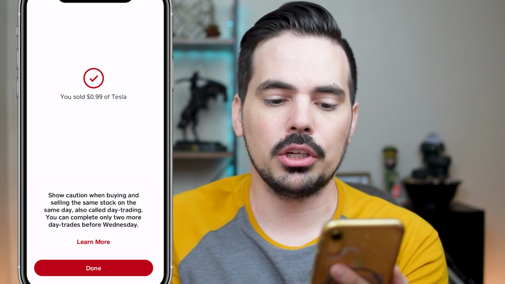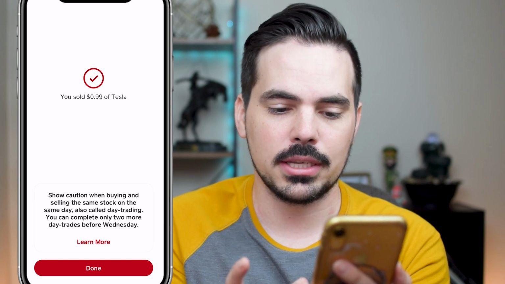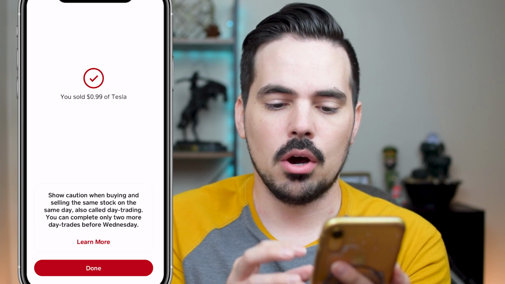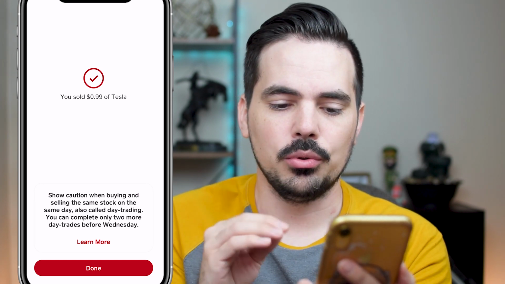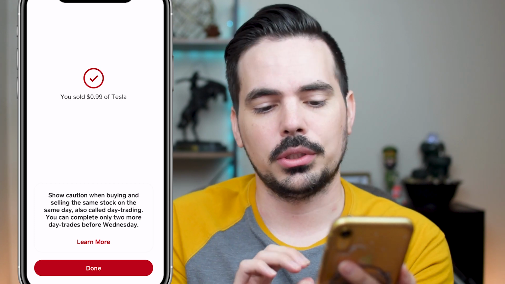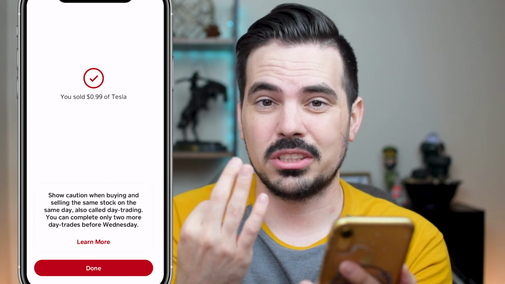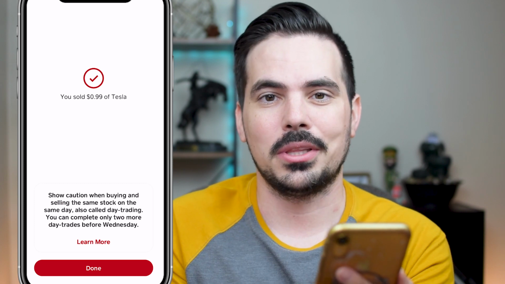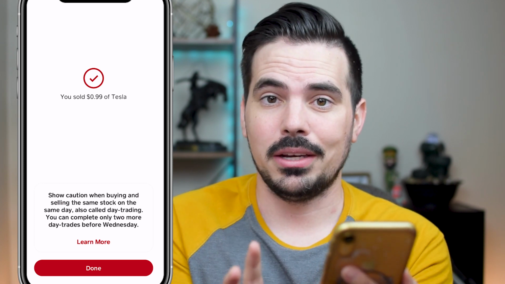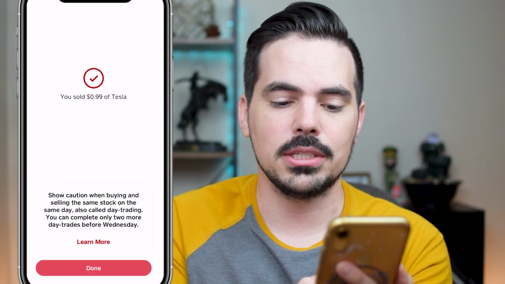And it shows right here, show caution when buying and selling the same stock on the same day, also known as day trading. You can complete only 2 more day trades before Wednesday. So you could do essentially 3 day trades in a single day with Cash App, but just something to keep in mind in that process. So we're going to go ahead and click on done right over here.